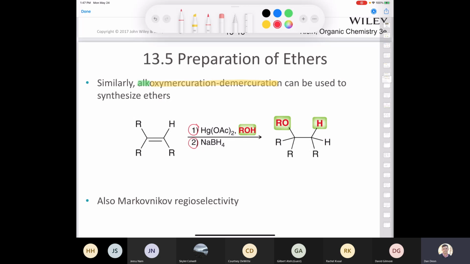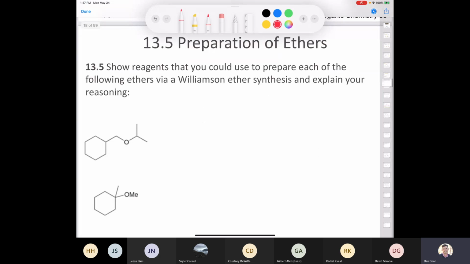Really powerful reaction. Well, with all of that information in mind, and that's quite a bit of information about making ethers, the next question says, show reagents that you could use to prepare each of the following ethers by a Williamson ether synthesis and explain your reasoning. So you remember that the first step in the Williamson ether synthesis was to use sodium hydride, and then the second step used alkyl halide. But you want the alkyl halide to be primary or methyl, right?